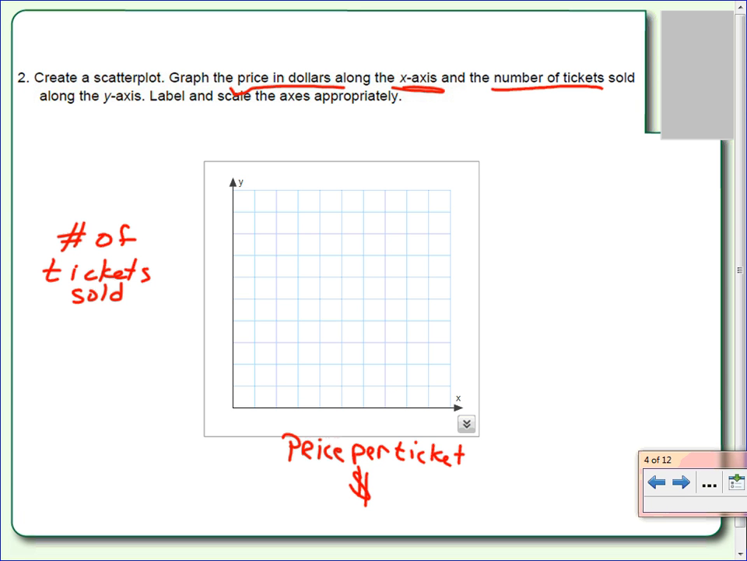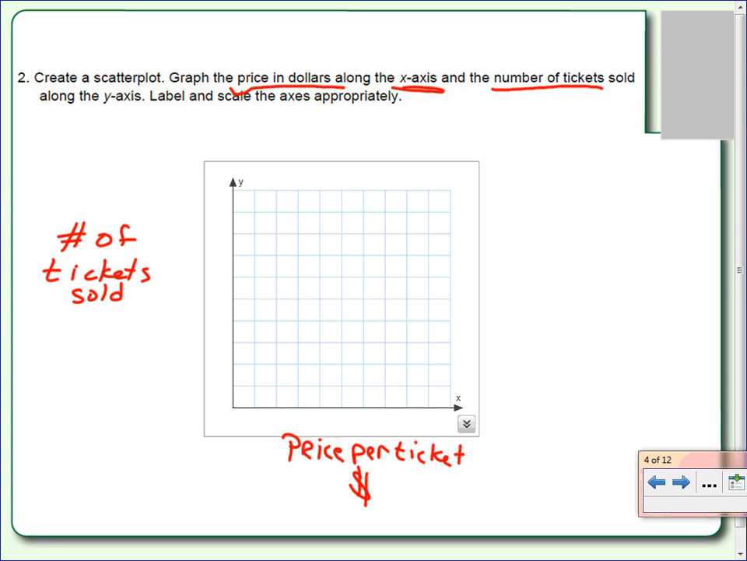My y values are the number of tickets sold. The x values are the price per ticket. Now notice there are no numbers on my graph here, so we're going to have to number it ourselves. However, if I count by ones, that's not really going to work for us, guys, because if you look at the table that we just got, we got some pretty big numbers.